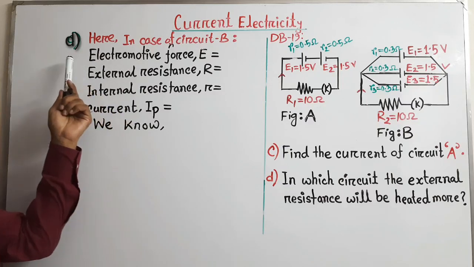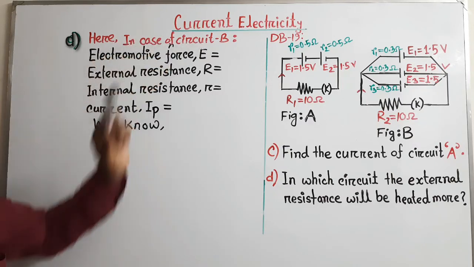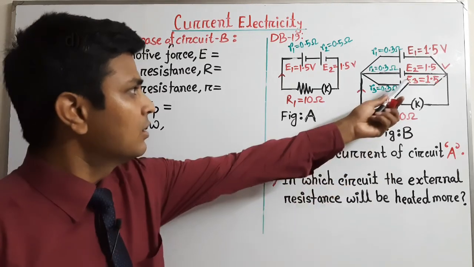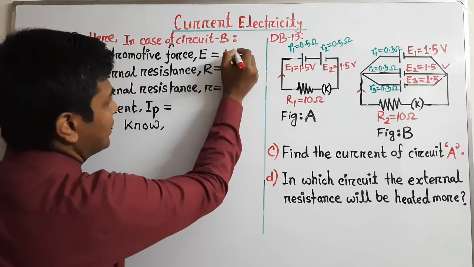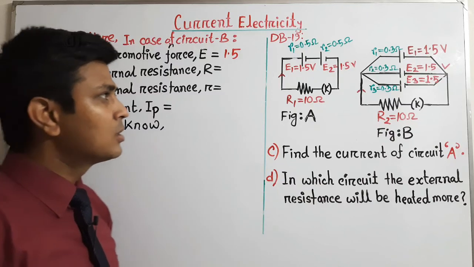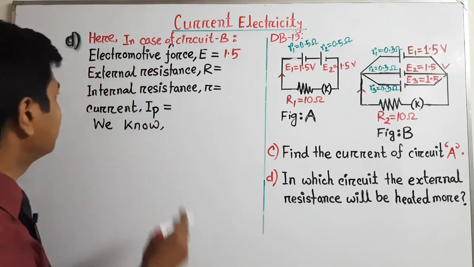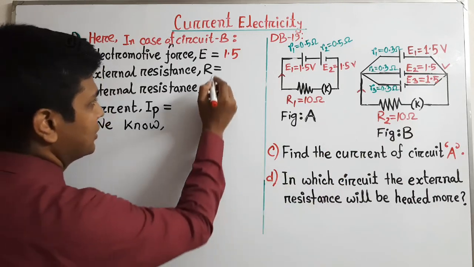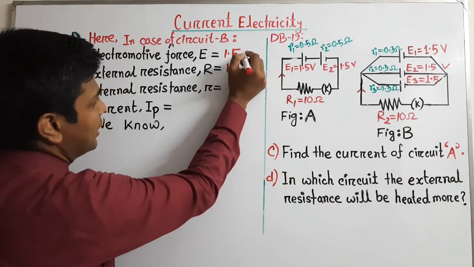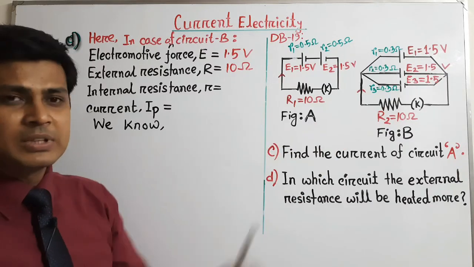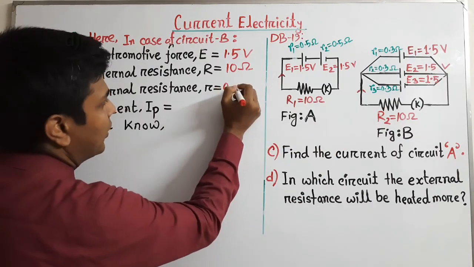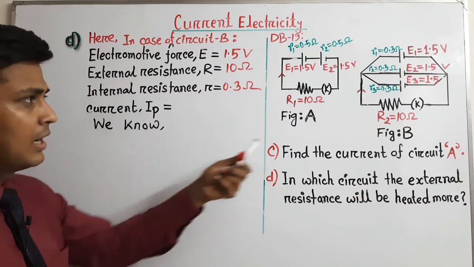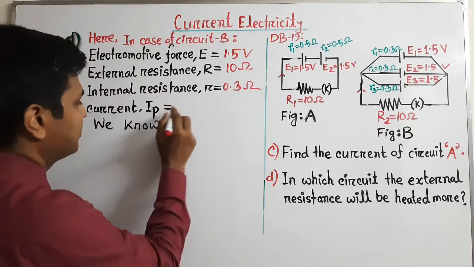Due to this, I write here, in case of circuit B, the electromotive force is E, whose value is 1.5, and the electromotive force for all the cells is the same, 1.5. The external resistance for circuit 2 is given as 10 ohm, and the internal resistance of the circuit is given as 0.3 ohm. First we have to calculate the current of this circuit B, Ip.